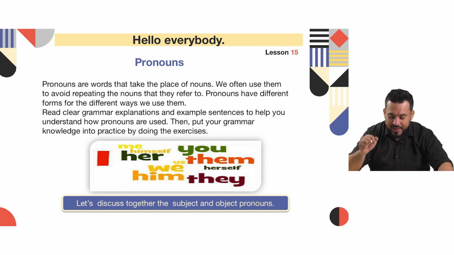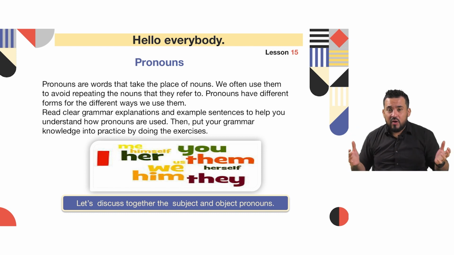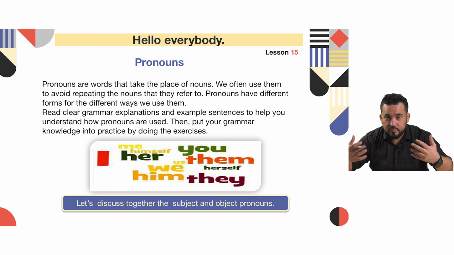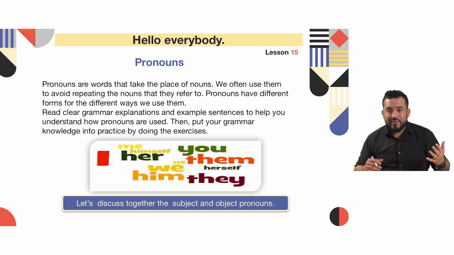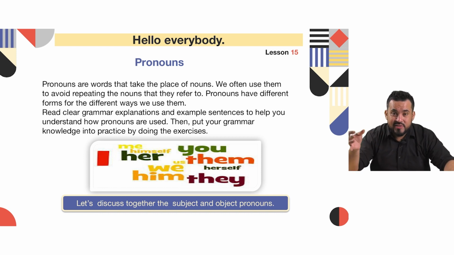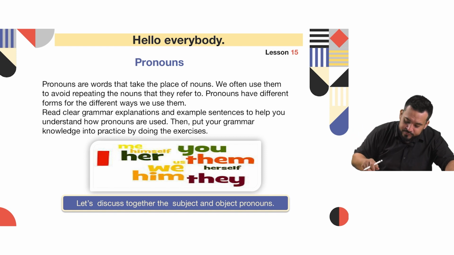Now, let's take a look at pronouns. What are pronouns? We said that pronouns are words that take the place of a noun. They replace a noun. We have more than one type of pronouns. Today we will talk about two: the subject pronouns, which we have previously covered, and the object pronouns, which we haven't covered yet.